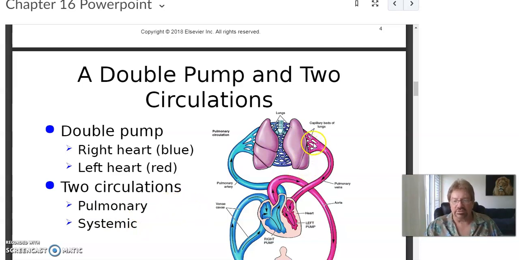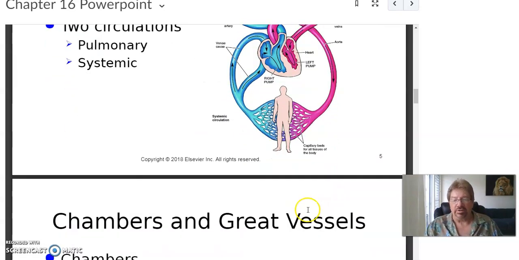Oxygenated blood is always pictured as being red. Deoxygenated blood is blue. So blood going to the lungs is deoxygenated because it just returned from the body. Once it passes through the lungs, it gets reoxygenated, turns nice and red, and then goes back into the left side of the heart to be pumped into the systemic circulation.